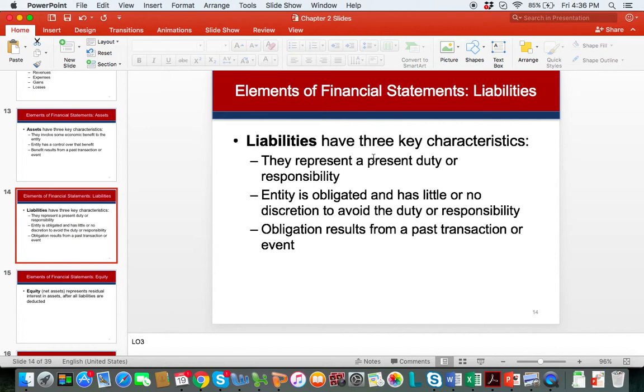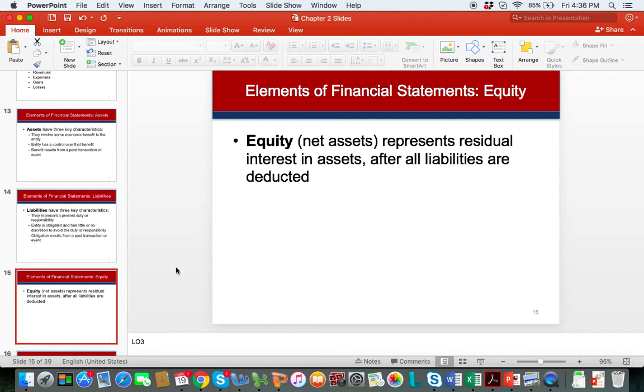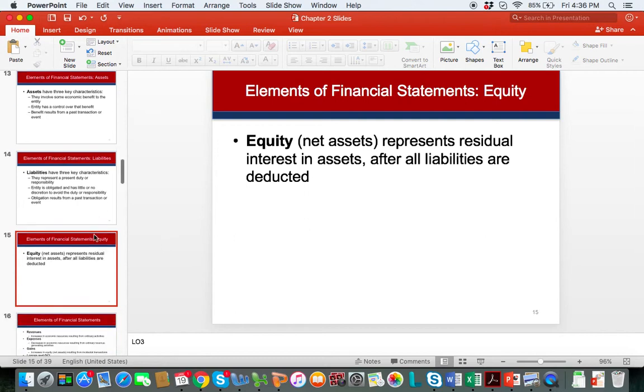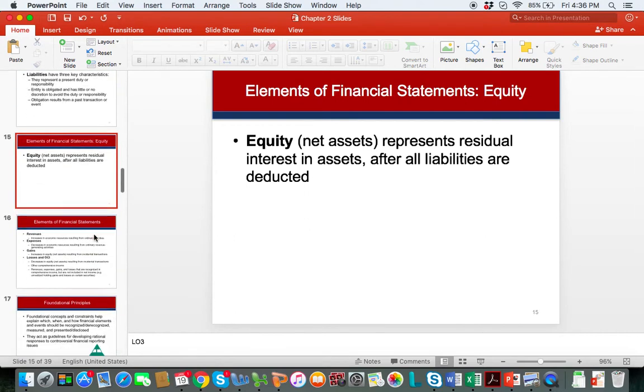In this situation, you owe them for the purchase of the raw material, and you're contractually obligated to pay, as a result of a past transaction or event. So when you bought that inventory, you made a finished good and you sold that good. So equity then is your net assets and represents the residual interest in assets after liabilities are deducted. It can be things like your retained earnings and your shares in the business.